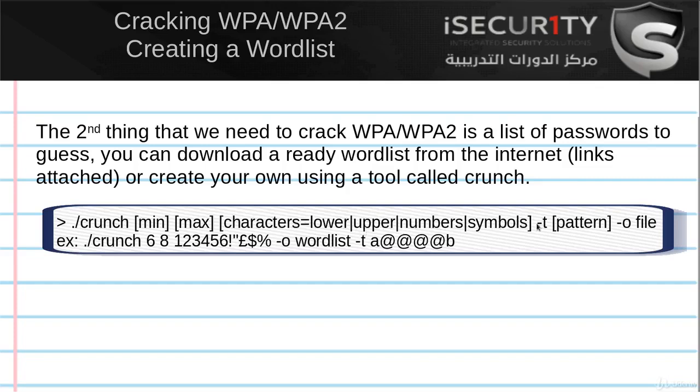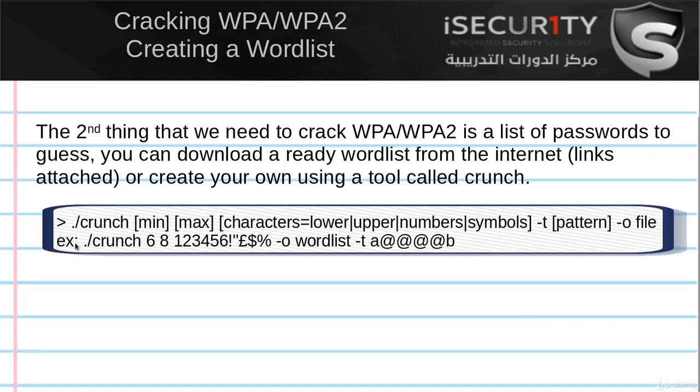And then -t is very useful if you know part of the password. It's a pattern. So for example, if you're trying to guess a password and you've seen someone type in this password, so you know, for example, it starts with an A and ends with a B, you can use the pattern option and tell Crunch to create passwords that always start with A and end with B, and it'll put all possible combinations of the characters that you put in here.